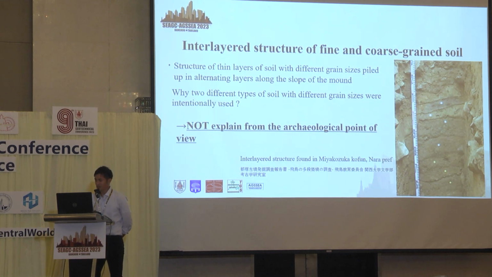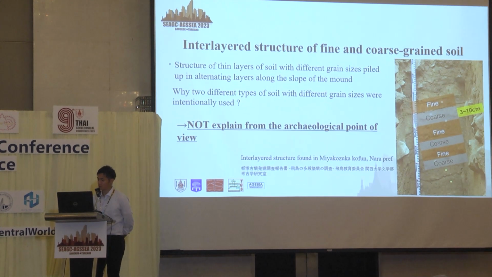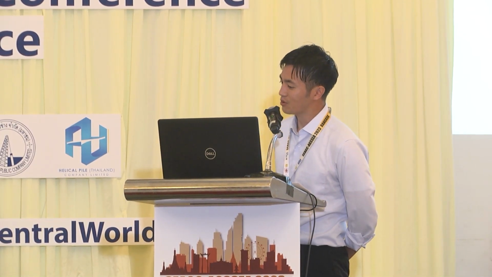The representative unique structure of a Kofun mound is the interlayered structure of fine and coarse-grained soil. It is a structure of thin layers of 3 to 10 centimeters, with different grain sizes piled up in alternating layers along the slope of the mound. Here is an example of the interlayered structure. But the reason why two different types of soil with different grain sizes were intentionally used is not explained from the archaeological point of view.